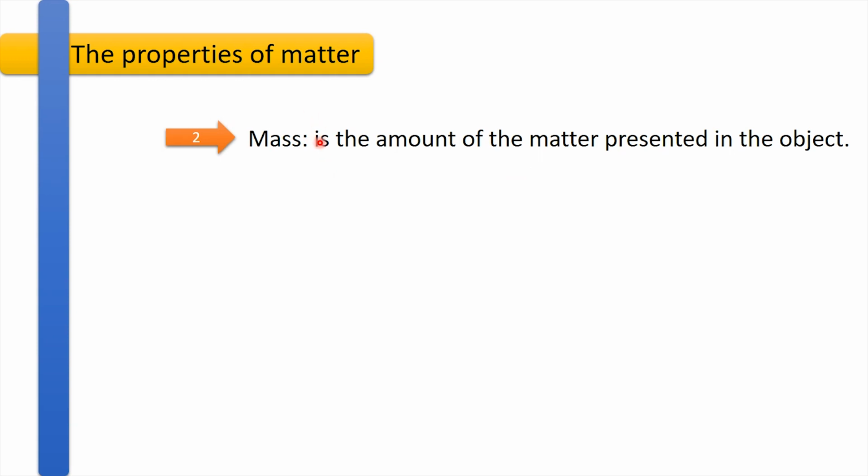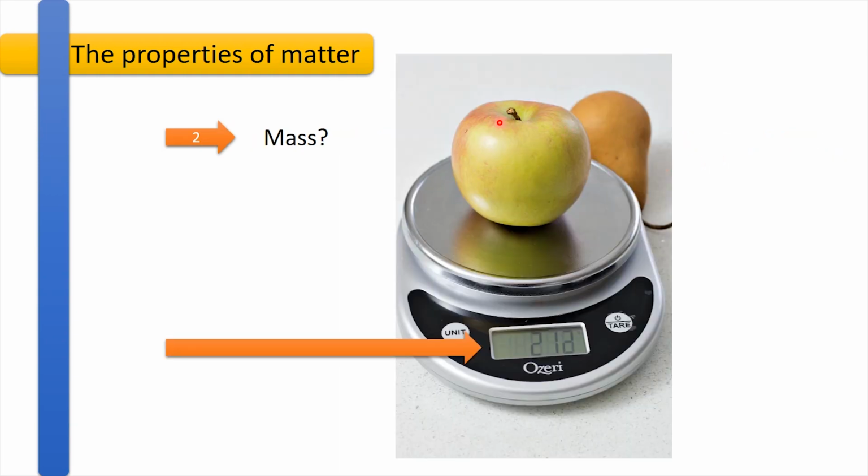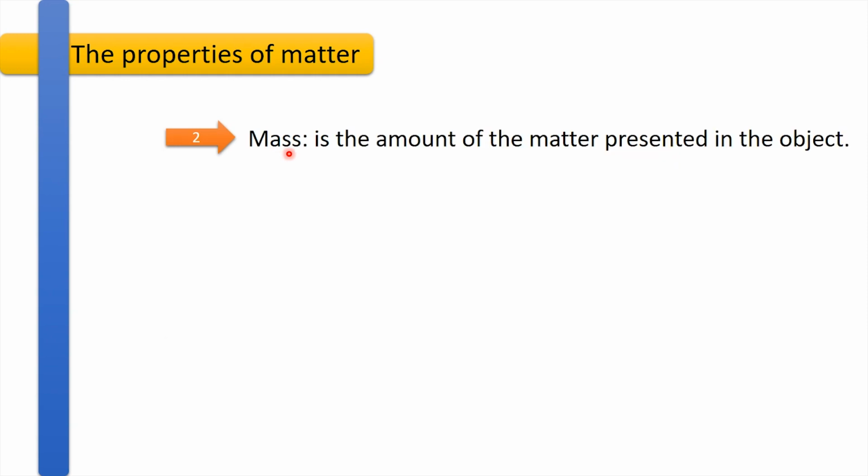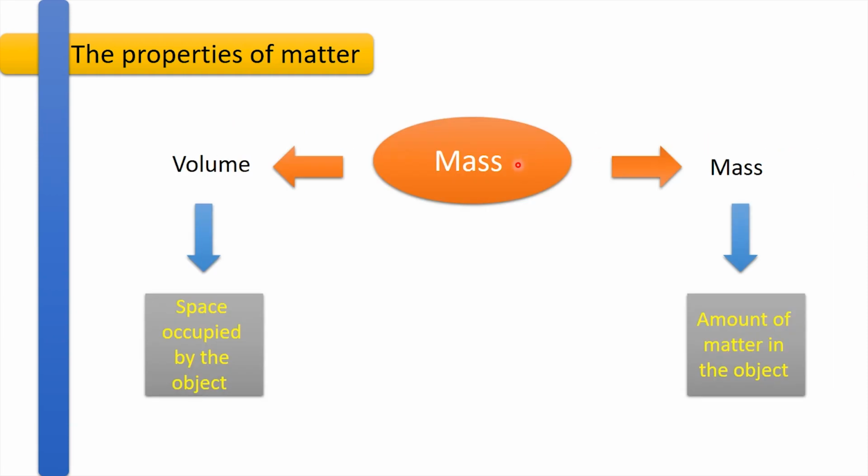So the mass is the amount of matter present in the object. How much matter is in the apple? It is the mass. So it is the amount of matter present in the object. So the mass has two main characteristics, two main properties. The volume is the space occupied by the object. The mass is the amount of matter in the object.